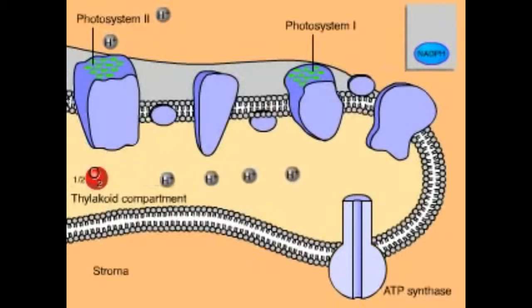As hydrogen ions diffuse through ATP synthase down their concentration gradient, the enzyme uses the energy of the moving ions to make ATP. Next, ATP and NADPH are used in the sugar-making process of the Calvin cycle.